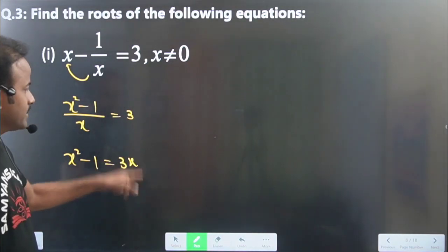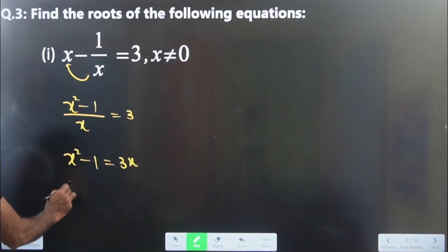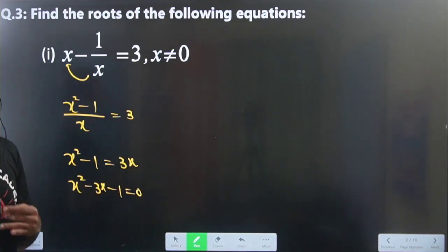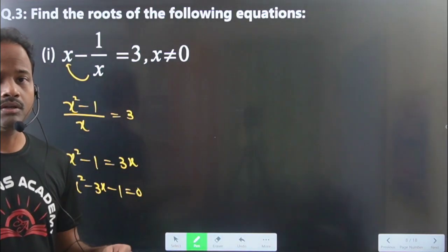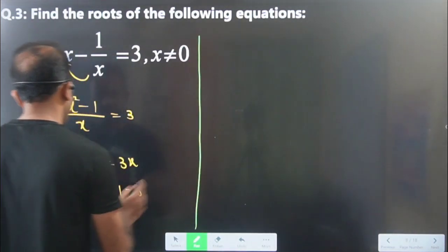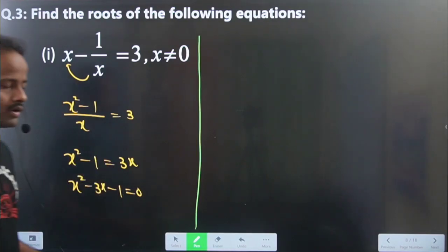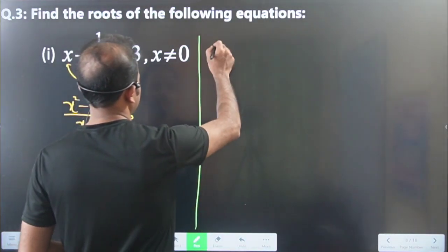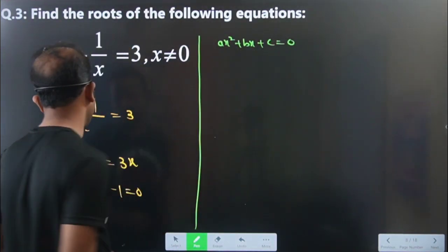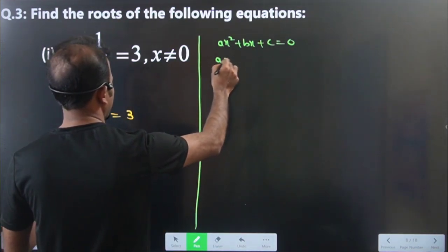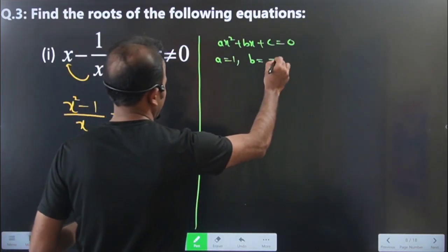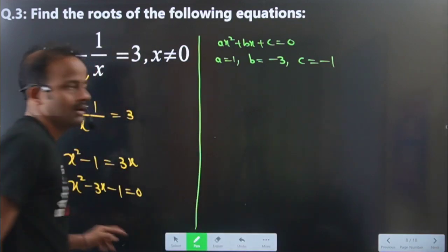And the 3x when you take it to this side, it will become x square minus 3x minus 1 equal to 0. Anyway, you can do it by splitting the middle term or by using the quadratic formula. I am doing it by using the quadratic formula. Before that I have to check the discriminant value. Compare the given equation with the standard form ax square plus bx plus c equal to 0. The a value is 1, the b value is minus 3, and the c value is minus 1.